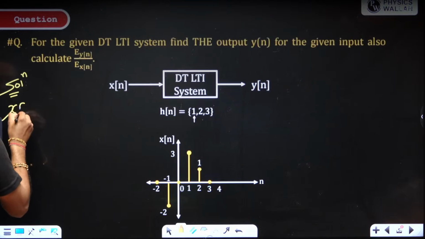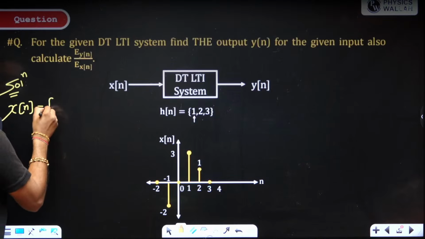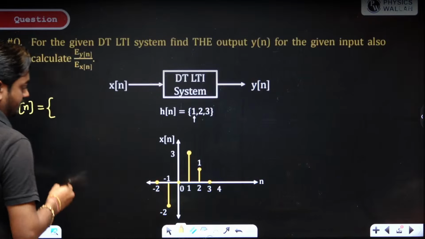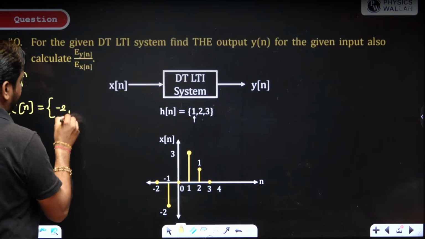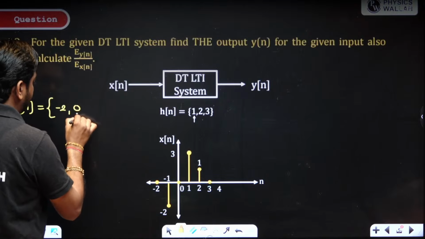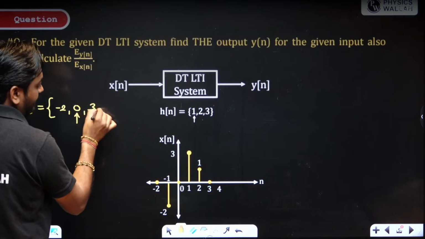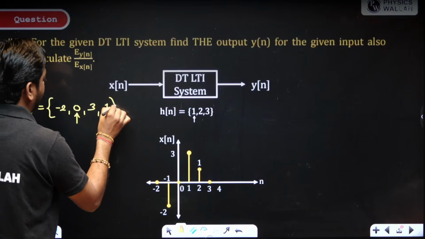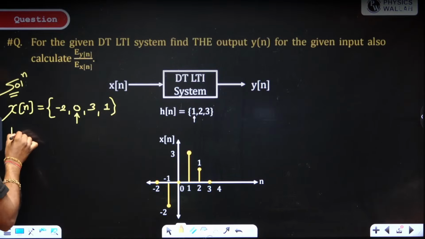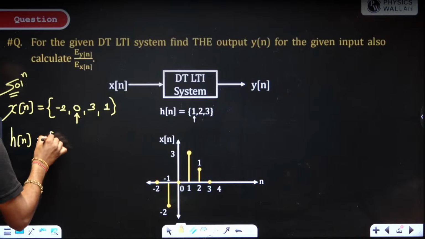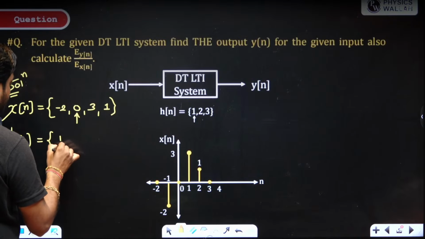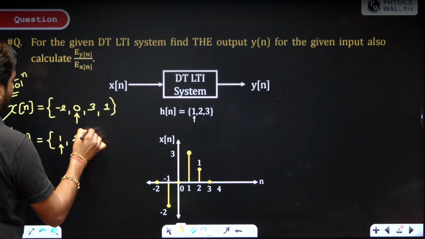Here x of n is given. You can write it in the sequence format. The first sample is -2, at the origin it is 0, and at n equal to 1 it is 3. h of n is given. So first of all we can find the output.